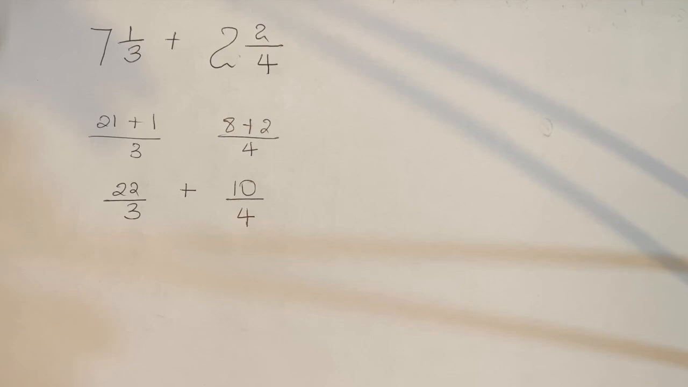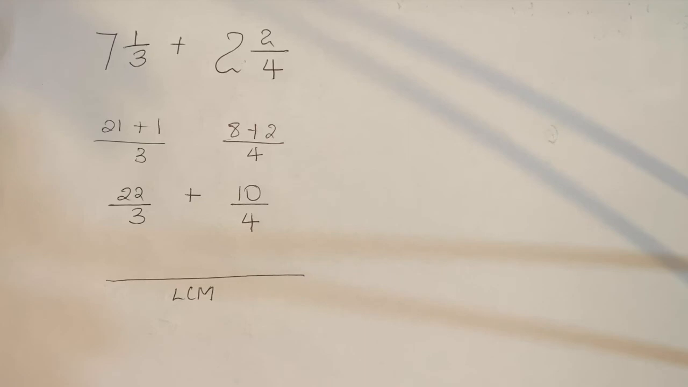So as you can see, this problem turned into adding fractions with unlike denominators, and for that all you have to do is find the LCM and solve the problem.